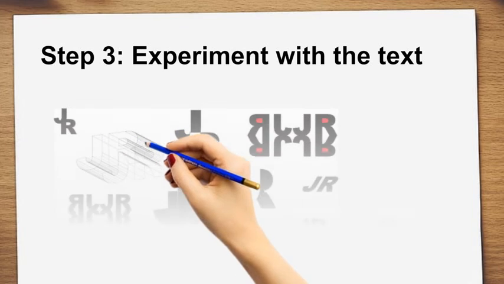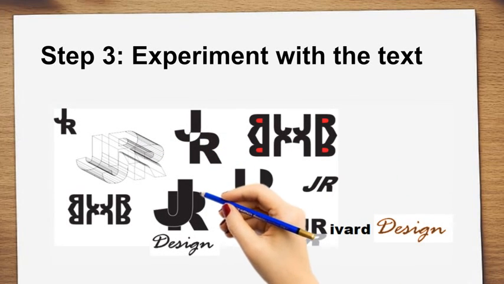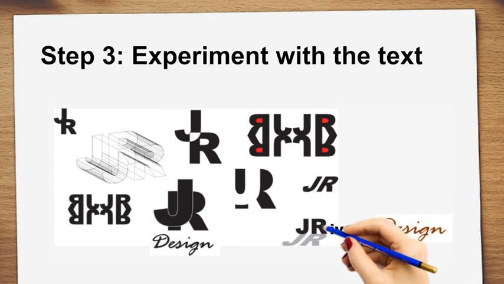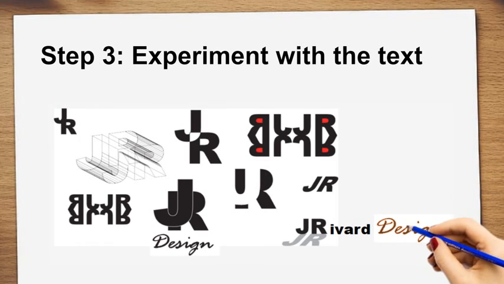Now you need to sketch out some ways you can display the letters and words of the logo. Experiment with overlapping and intersecting the letters. Be sure to try out different legible typefaces. Keep in mind the rules of typography from our previous lessons.